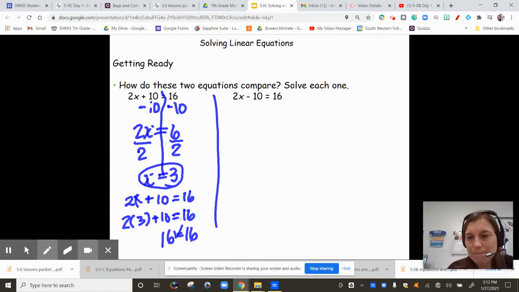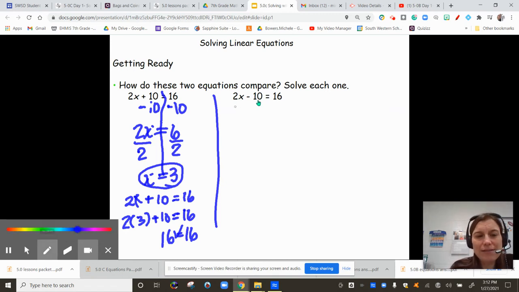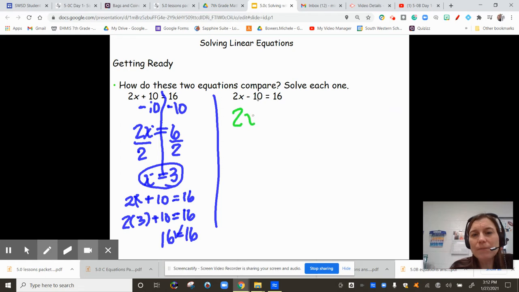Let's try the one on the right. Now on the right, I can't subtract 10 from both sides because I don't actually have 10 coins. I'm taking away 10 coins. Let me rewrite this so you can understand a little differently. So I have 2x, keep, change subtract to add, change 10 to its opposite.